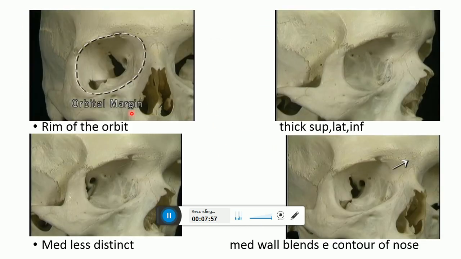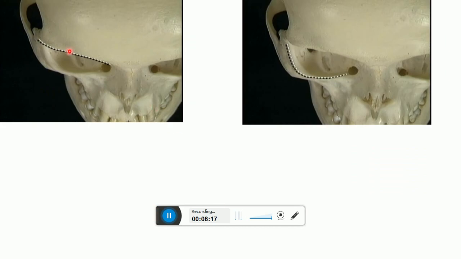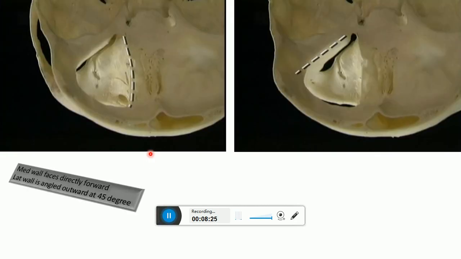This is the orbital margin, also known as the rim of the orbit. The superior, lateral and inferior walls are thick. The medial wall is less distinct. The medial wall blends with the contour of the nose. From above you can see the margins of the orbit. Here you can see the medial wall faces directly forward, while the lateral wall is angled outward at 45 degrees.